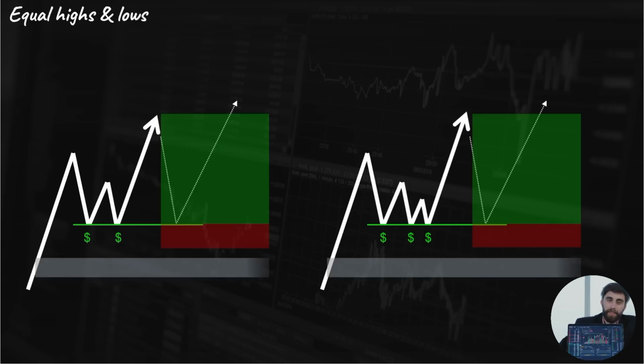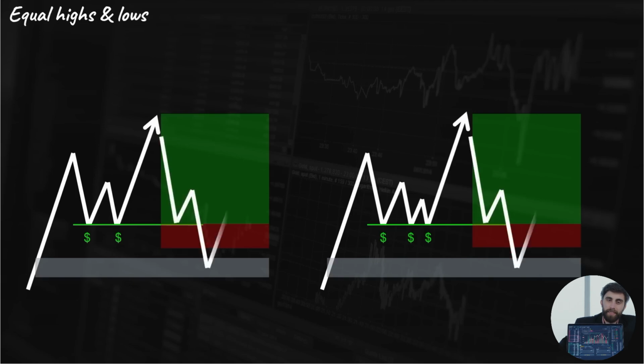If a demand area exists below the equal lows, there is a high chance for the price to break below these equal lows, sweep the liquidity, and continue pushing higher. So basically, this is one of our trading patterns in the smart money concepts, waiting for the price to collect the retail traders' stop losses, and then entering the market at the demand area.